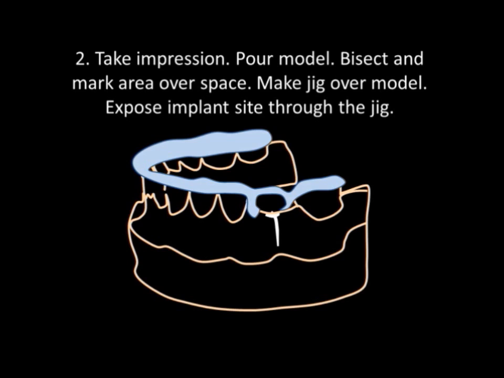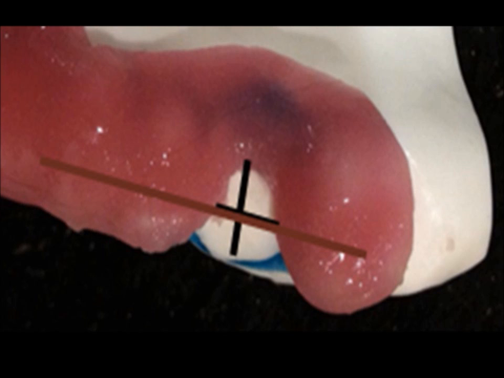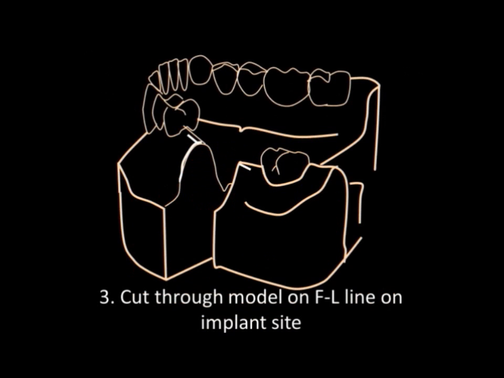Your stent will contact all the occlusal surfaces of your teeth and extend a little bit lingually in the area of the extraction site. You will leave an opening in the stent directly above the extraction site. Now cut a line from the facial to the lingual through the model, and this line should be on the exact site where you intend placing the implant. So it should be midway interproximal between the two adjacent teeth.